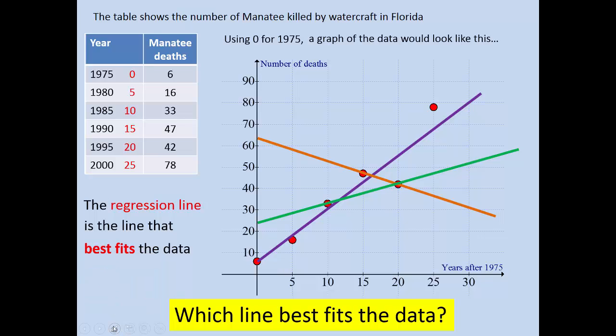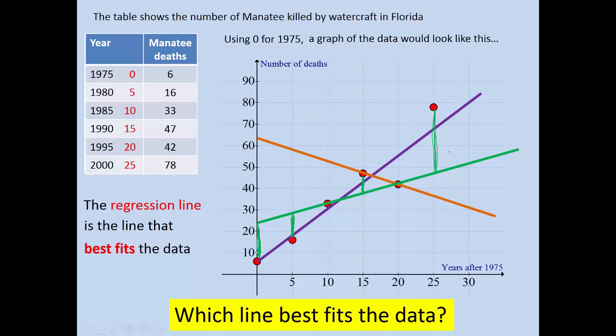If we take the green line and look at the distances that the dots are away from the green line. The dot over here on the far right, here's the distance from the green line. The next dot is right on the green line. The next dot, here's its distance from the green line. The next dot is right on the green line. Here's the distance this one is from the green line. Here's the distance of the one on the left from the green line.